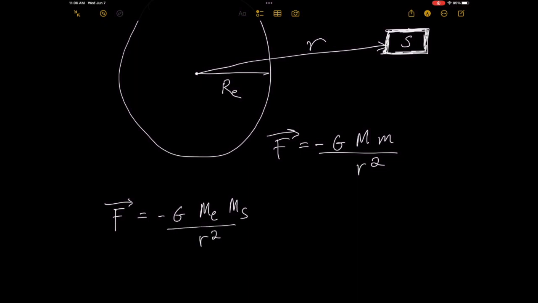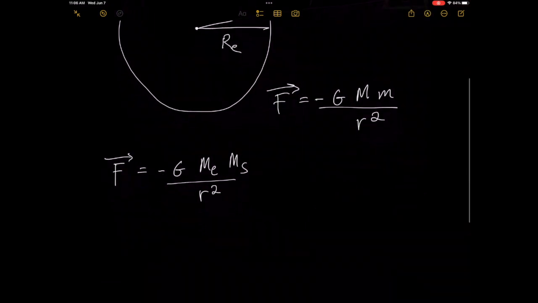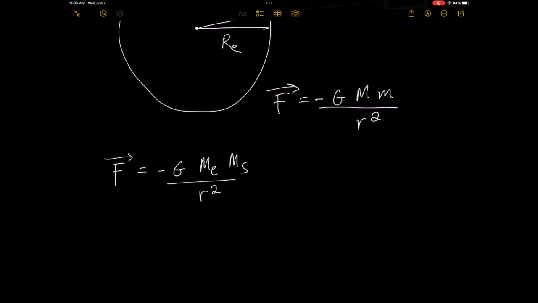And if you're wondering what G is, the gravitational constant, it is simply equal to 6.67 times 10 to the negative 11. But that's not needed for this problem. So anyway, this is the force: negative G times the mass of the Earth times the mass of the satellite over r squared. So if we double the mass of the satellite, we are also doubling the force.